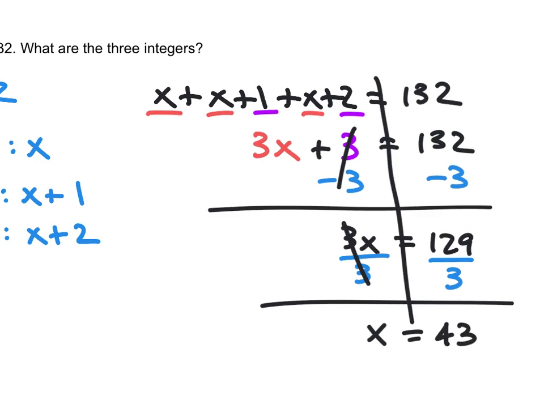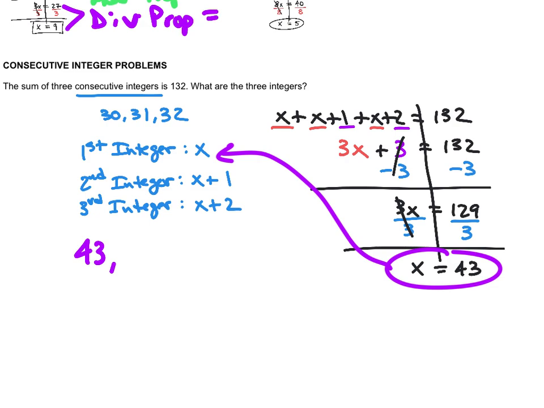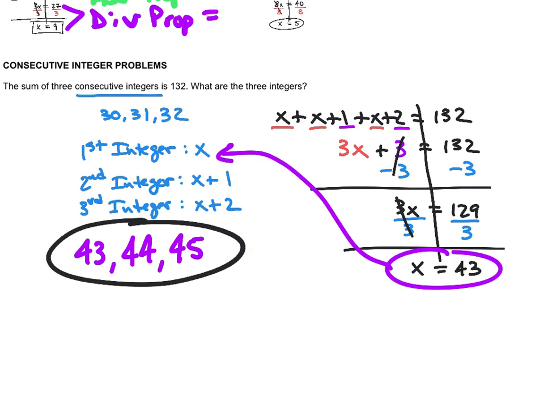Okay, now what I found out is that that is my first integer, okay? So this value here is x. So my first integer is 43, and then my next two consecutive integers are going to be 44 and 45. And that's how you set up and solve a problem similar to this.